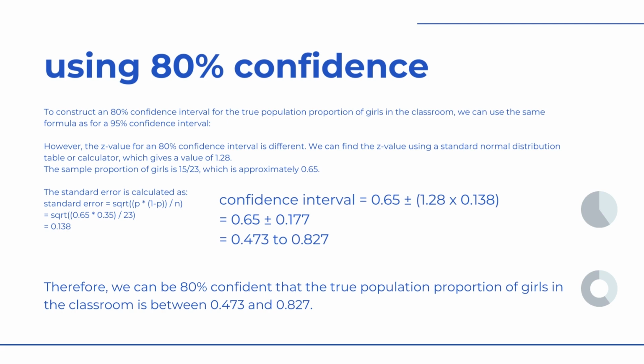We are then given the sample proportion of girls in the classroom, which is 15 out of 23, or approximately 0.65, and we use this to calculate the standard error, which measures the variability in the sample proportion. With the z-value and the standard error, we can calculate the confidence interval for the true population proportion of girls in the classroom. The final result is that we can be 80% confident that the true population proportion of girls in the classroom is between 0.473 and 0.827.